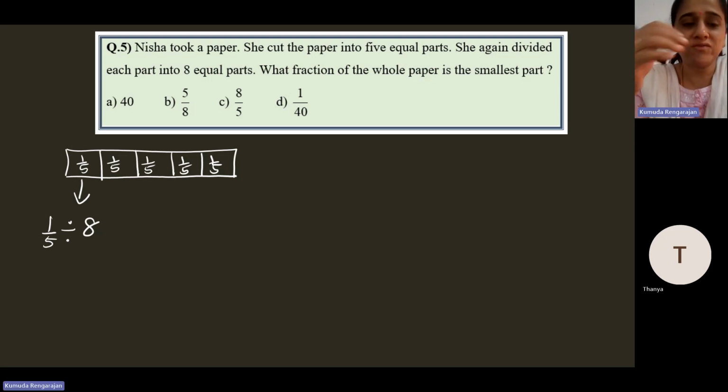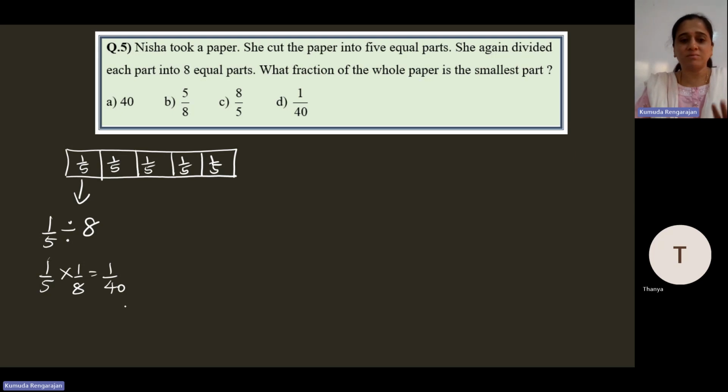Like that, 1 by 5 is now the total, and you're further dividing that into 8 equal parts. So each part will be 1 by 5 divided by 8. Division becomes multiplication, and 8 by 1 is 1 by 8. So multiply the numerator, 1, and 5 times 8 is 40. So it is 1 by 40. Okay, now what is the question?